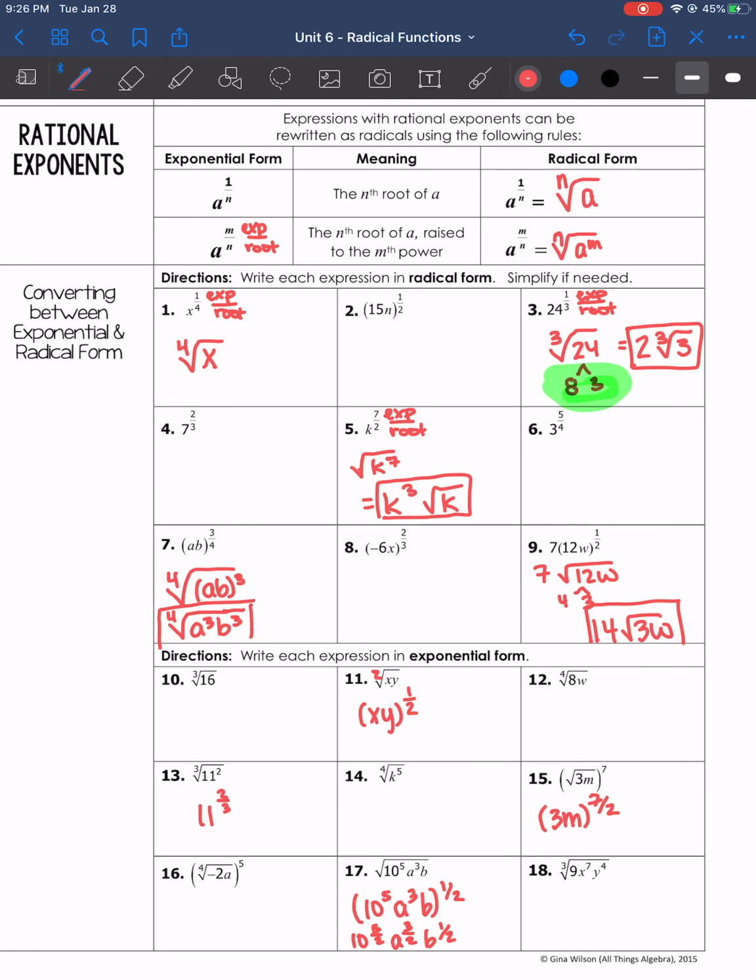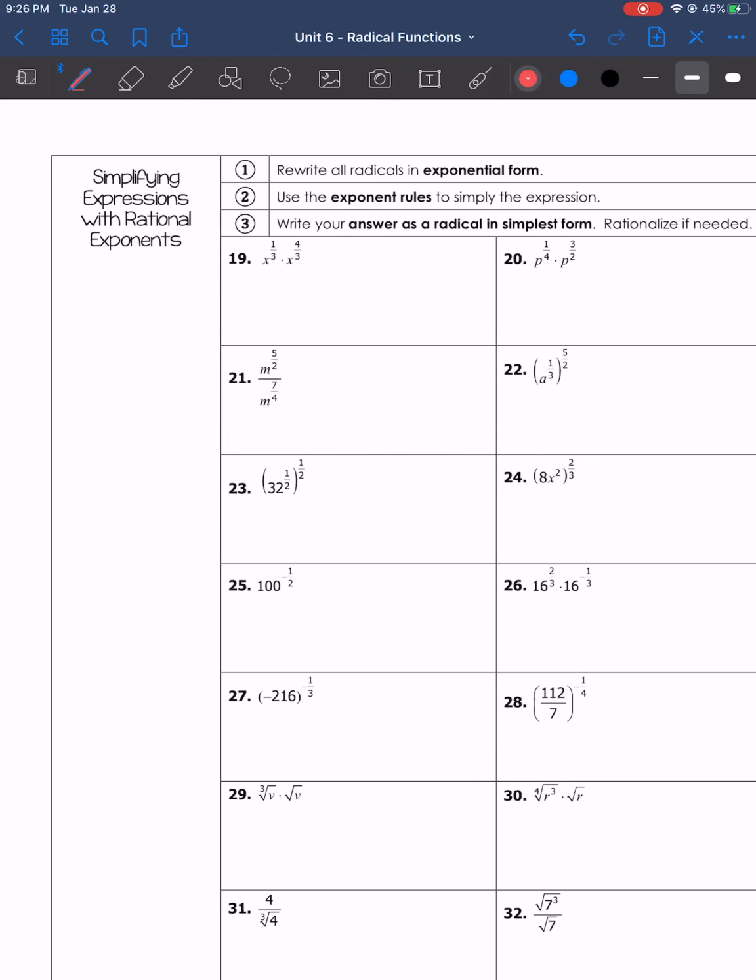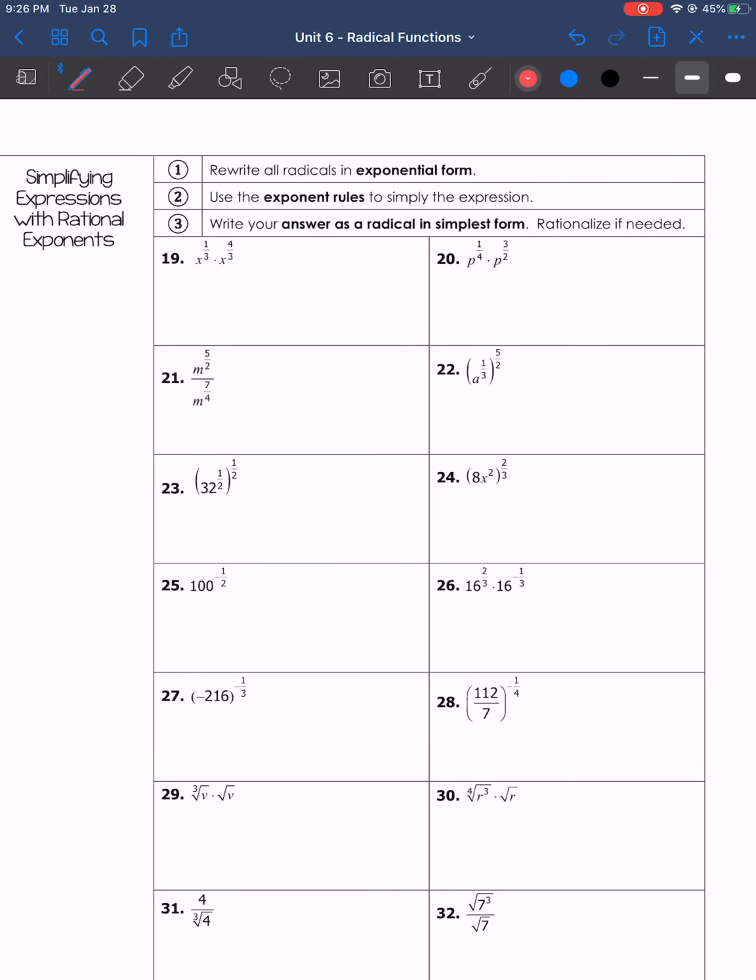Alright, moving right along. So that's converting between the two. Now we're going to simplify expressions with rational exponents. So when you're doing this, rewrite all your radicals in exponential form. Use your exponent rules or laws to simplify the expression, and then write your answer as a radical and rationalize if needed. We'll stick with the odds.